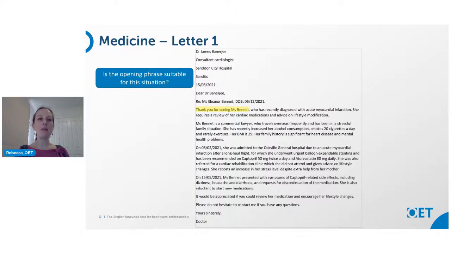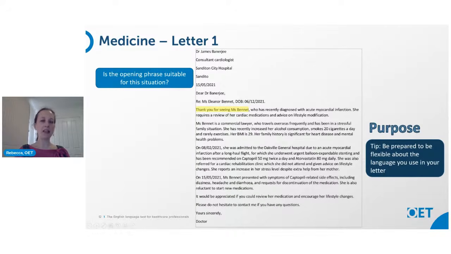But there are many ways to start a letter. And there isn't only one option which will be right for any situation. So please don't feel like there is only one perfect way to start a letter. My tip for this question is that you need to be prepared to be flexible with your language in your letter. So when you're practicing, try out different ways to start and end your letter. And then on test day, you can choose the language which is most suited to the situation you're writing about.